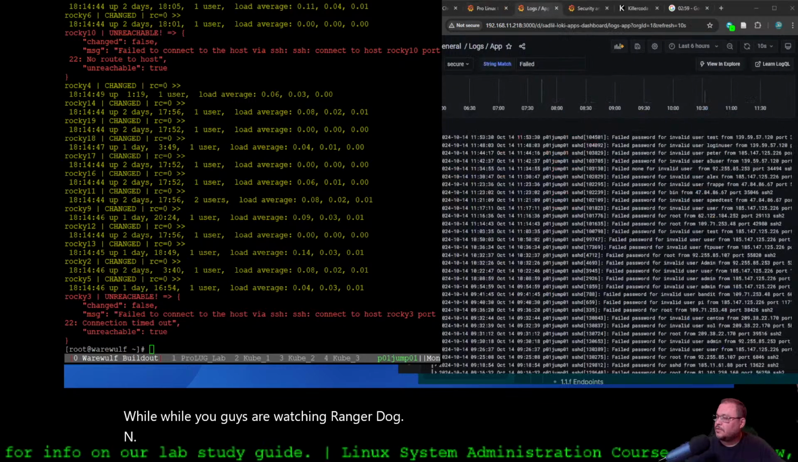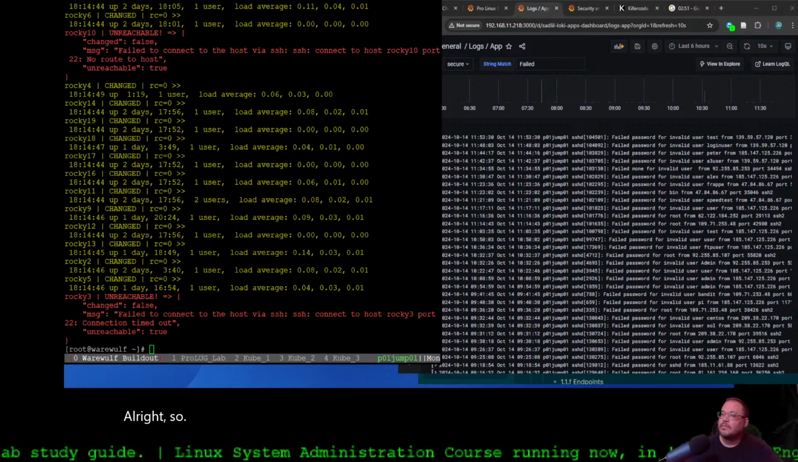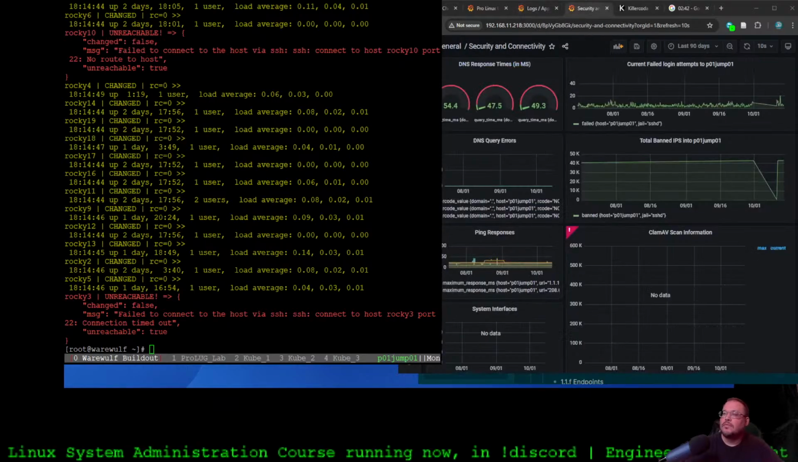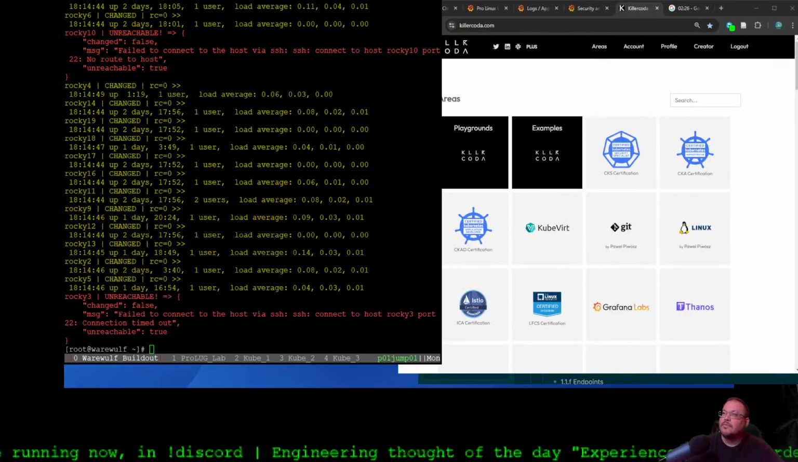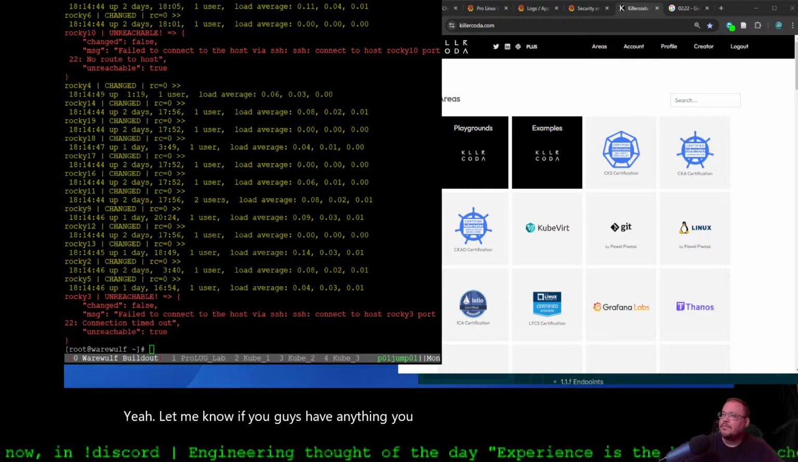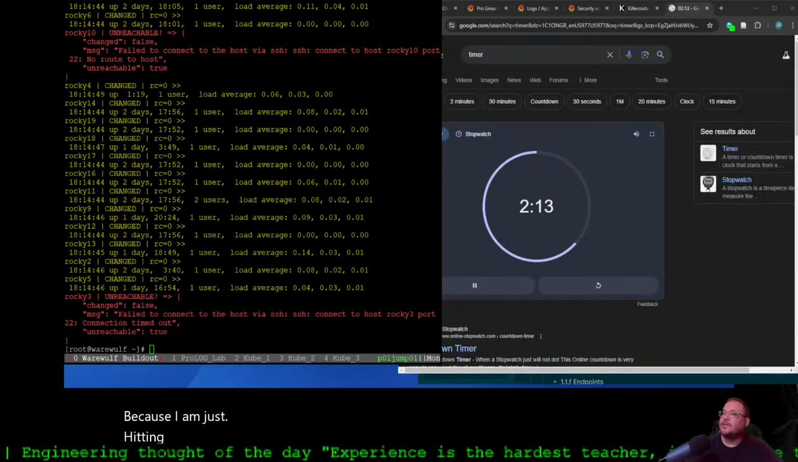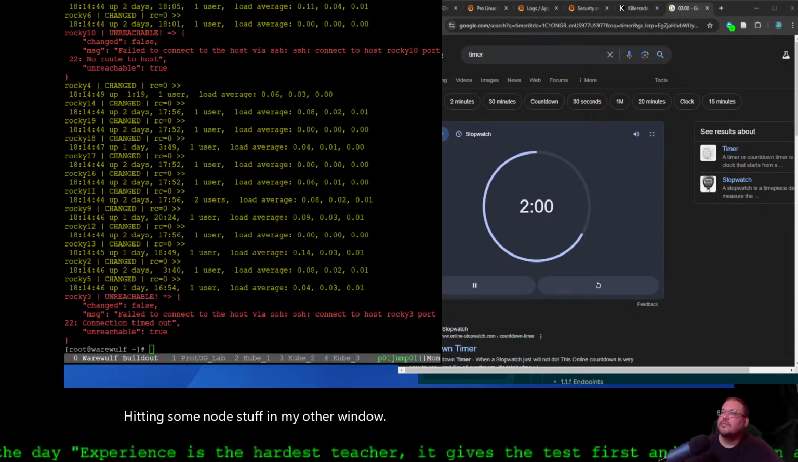All right. Yeah, let me know if you guys have anything you need, because I am just hitting some node stuff in my other window.